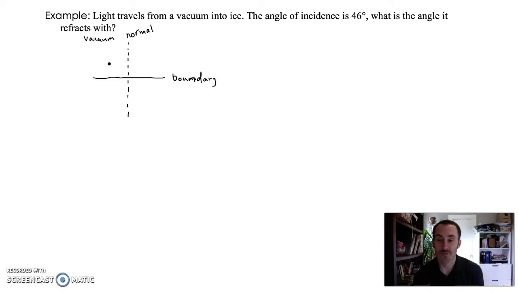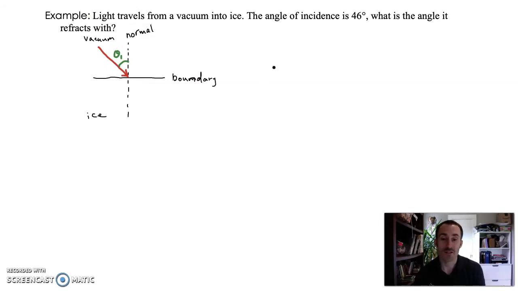Vacuum into ice. And so we have the angle of incidence between the normal line and the wave ray. And so 46 degrees would be somewhere over there. So this is 46 degrees, or theta 1. And the angle of refraction, it doesn't tell us, right? But we can figure out what the angle of refraction is using Snell's law.